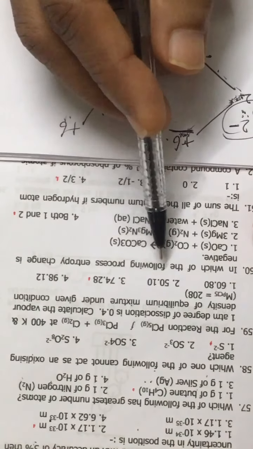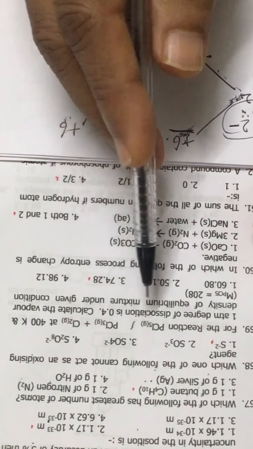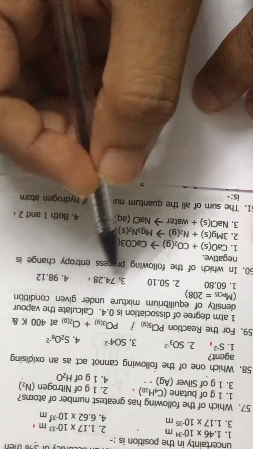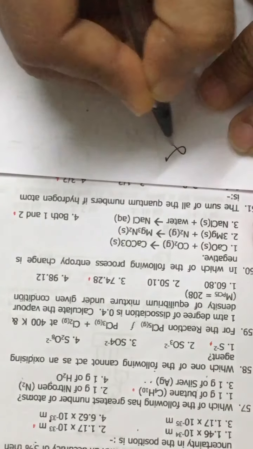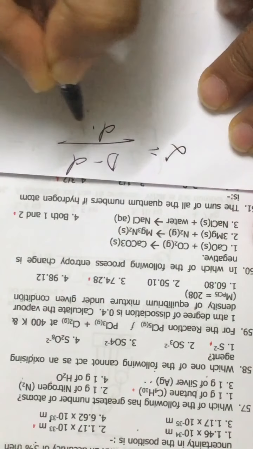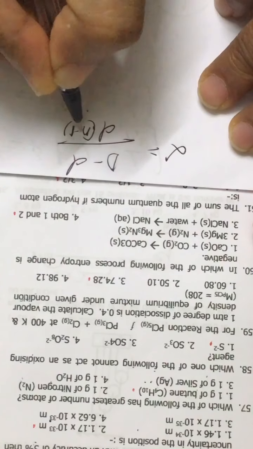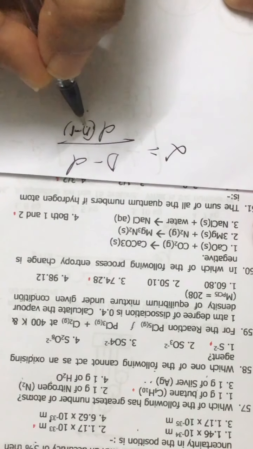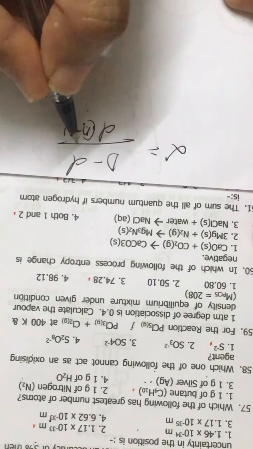Next case, we are given a reaction PCl5 gives PCl3 plus Cl2. Degree of dissociation is given. We have to calculate small d. See, alpha is equal to capital D minus small d upon small d. N minus 1 is also there, but normally N is 2. N is number of moles of product. It is not delta N, it is number of moles of product. So normally in books you will find capital D minus small d upon small d.